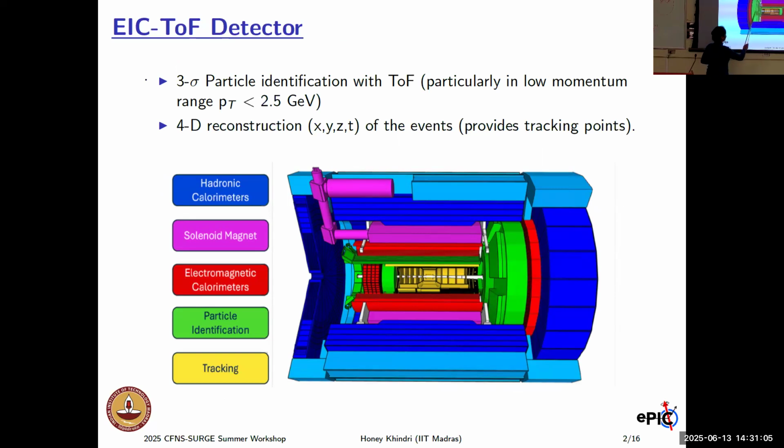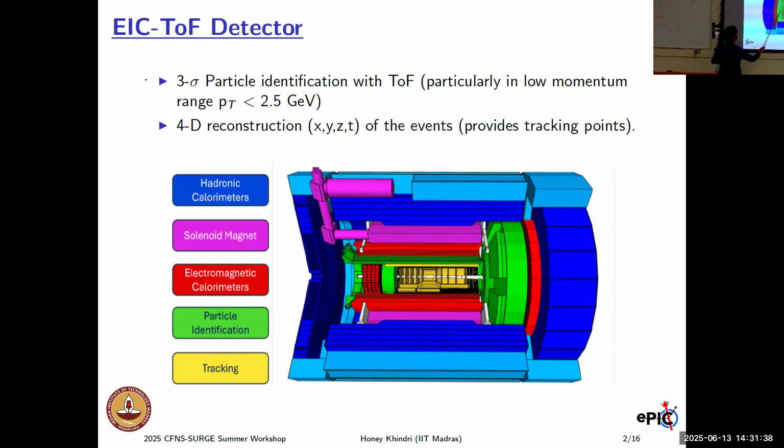So these green colored detectors are designed with the purpose of having PID. Right now in collider physics, the EIC is supposed to have the best PID detection. PID means particle identification. It is designed to have 3 sigma particle identification. Particularly, time of flight will come into the picture below 2 GeV of the pT. And along with the particle identification, it will provide XYZT for 4D reconstruction of the events.